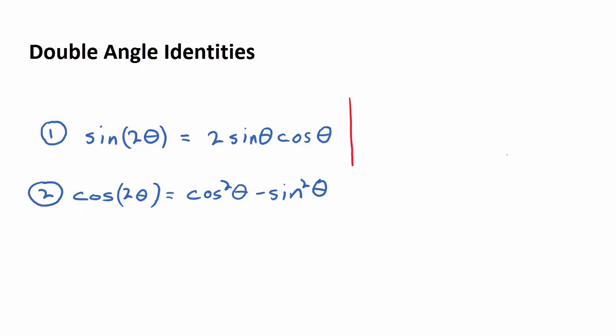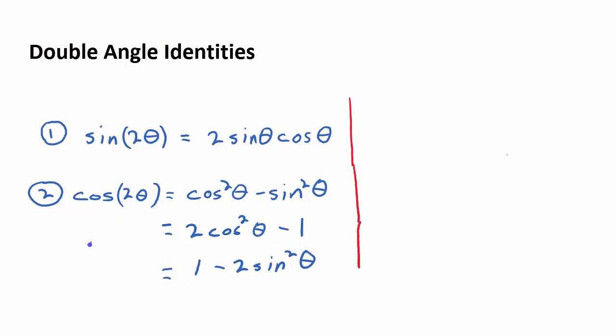But what I really want to show you is where different versions of this identity also exist. So another version of this identity is 2 cosine squared theta minus 1. Another version of this identity is 1 minus 2 sine squared theta. And so I think the real question then is, where do these other versions of the right-hand side come from?